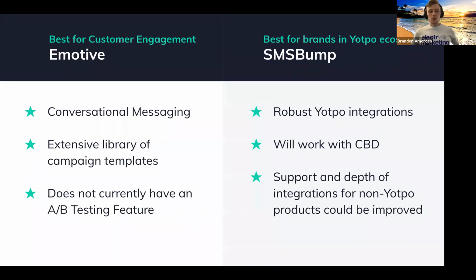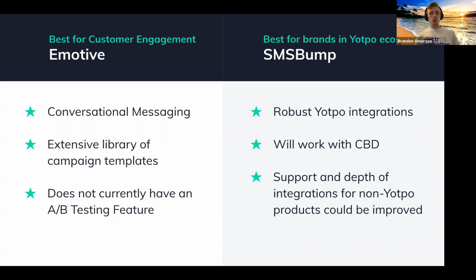Emotive is a really great platform for customer engagement. They have an extensive library of campaign templates and really robust conversational messaging. One of the downsides there, though, is that they don't currently have an A/B testing feature. So for a marketer like myself, who is really steeped in being able to test MMS versus not MMS, and knowing that on a brand by brand basis it differs, it is a little bit limiting in that sense.